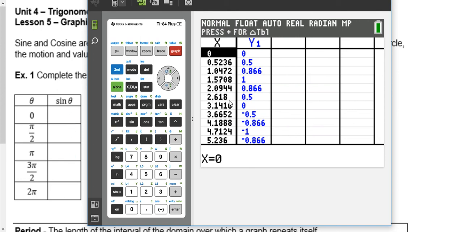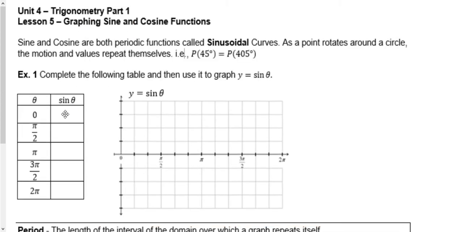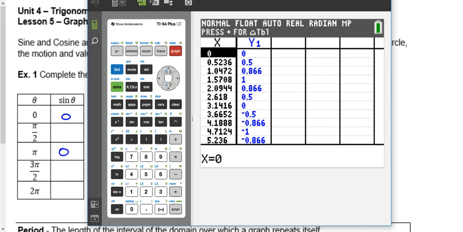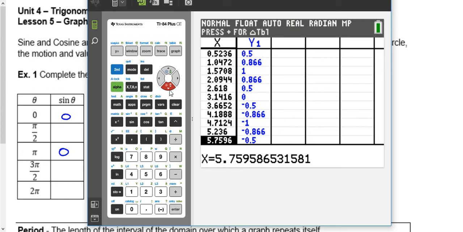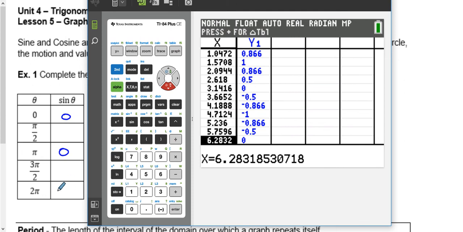So for my table of values, at 0, I'm at 0. At pi, if you notice that 3.14, I was at 0. And at 2 pi, let's double check 2 pi. So 2 pi is going to be double 3.14, so we're looking for 6.28. Let's scroll down. There we go. 6.28 is double of 3.14, so at 6.28 we're also at 0.